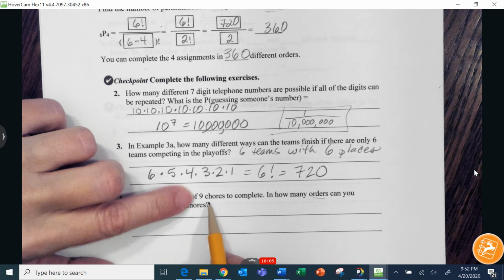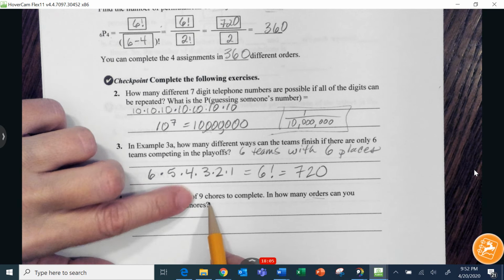Make that 9 look like a better 9. 9 choose 5. Okay. We're going to use our formula that says do 9 factorial over, parenthesis, 9 minus 5 factorial. So I've got 9 factorial over 4 factorial. You can use your calculator.